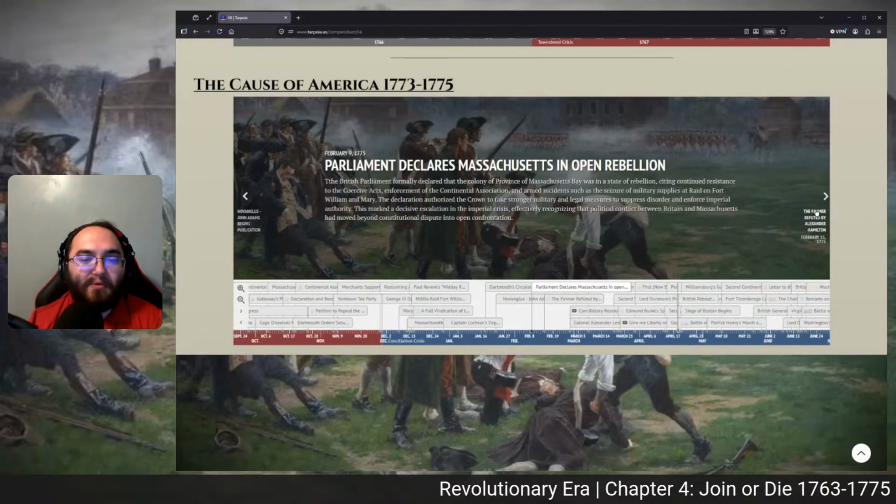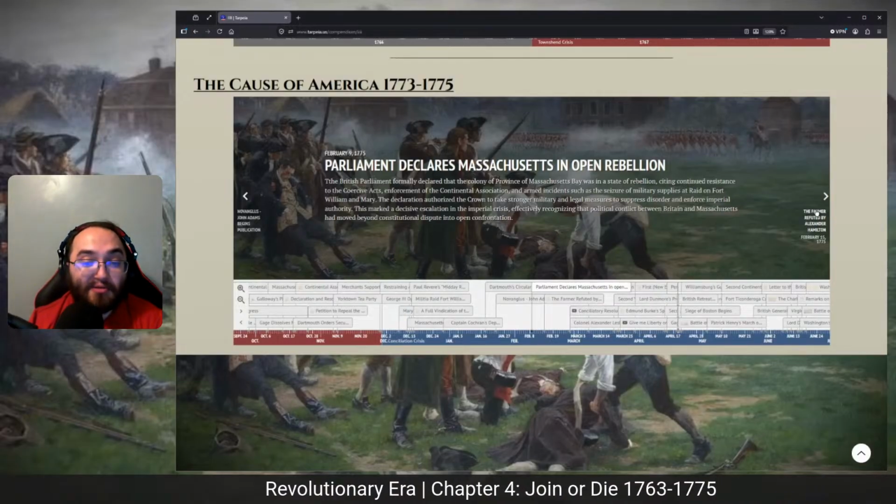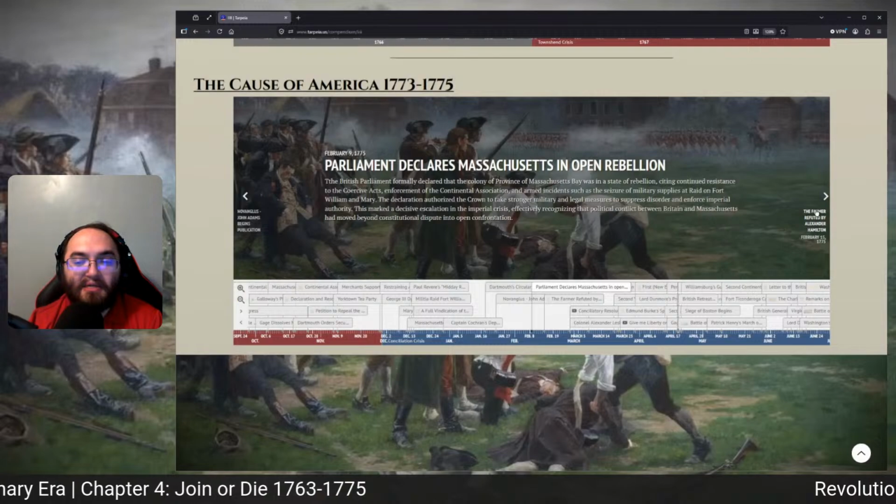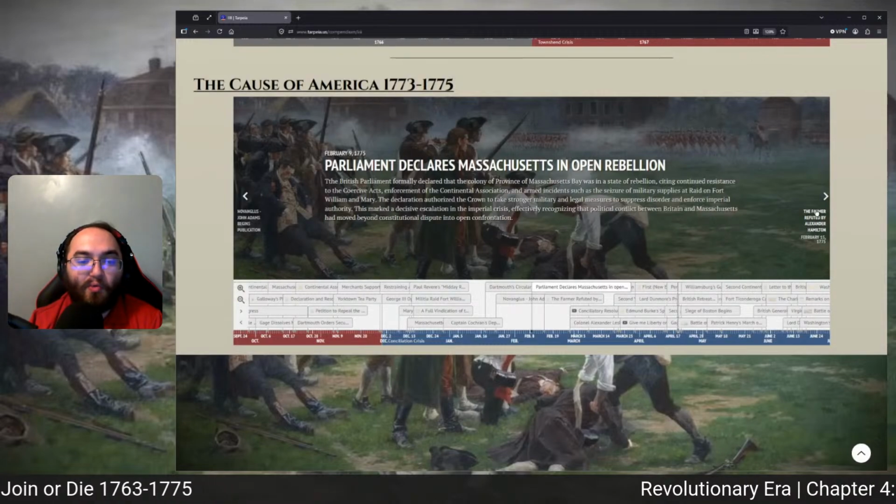So British Parliament formally declared that the province of Massachusetts Bay was in a state of rebellion, citing continued resistance to the Coercive Acts.